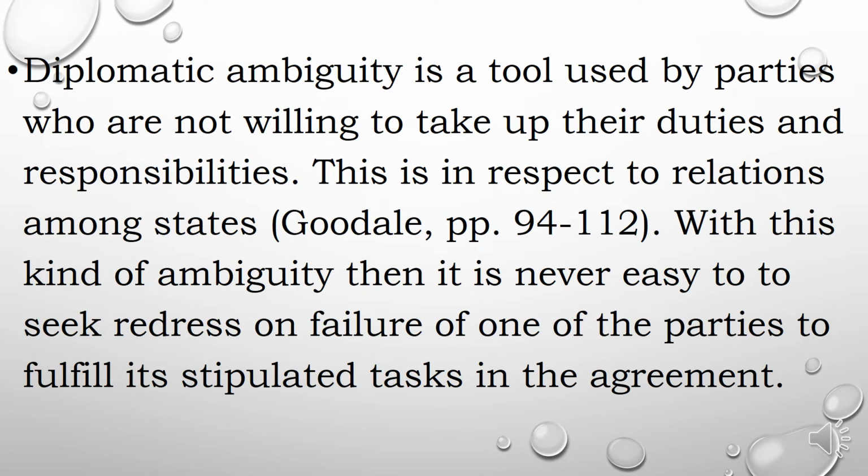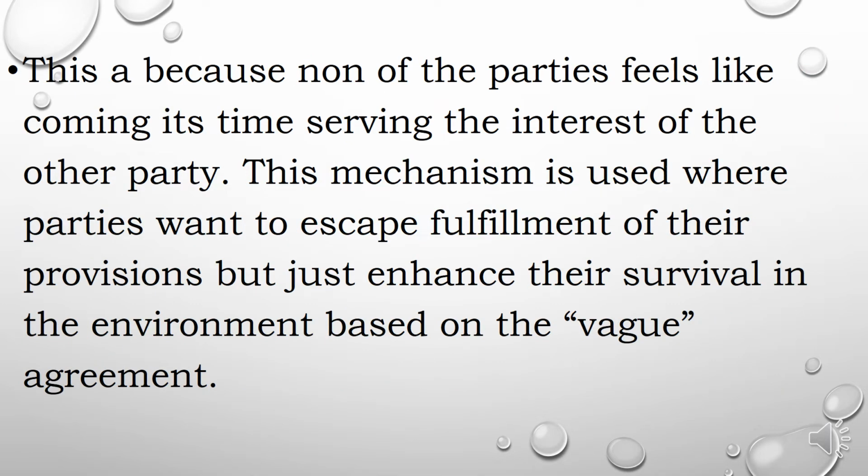Diplomatic ambiguity is a tool used by parties who are not willing to take up their duties and responsibilities. This is in respect to relations among states. With this kind of ambiguity, it is never easy to seek redress on failure of one of the parties to fulfill its stipulated tasks in the agreement. This is because none of the parties feels like serving the interest of the other party. This mechanism is used where parties want to escape fulfillment of their provisions but just enhance their survival in the environment based on the vague agreement.